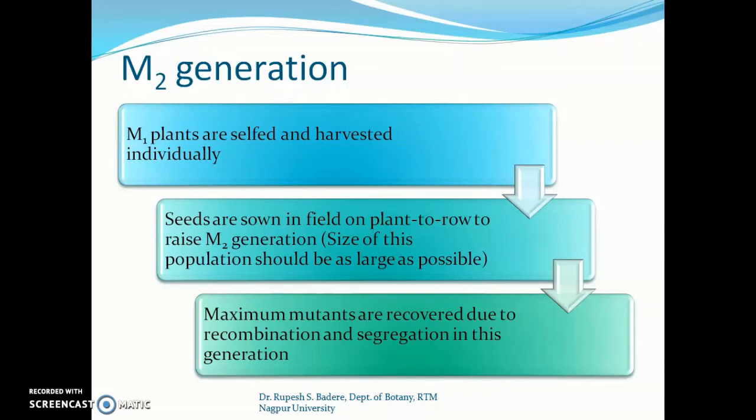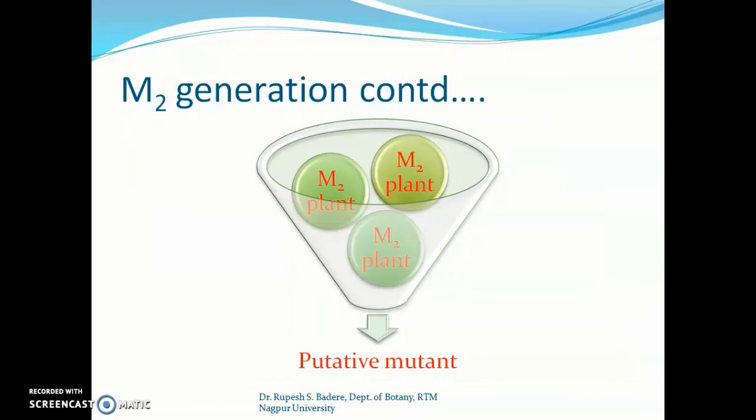Now here, since you have selfed the M1 plants, when the meiosis goes on in that M1 plant, and when the two gametes carrying the recessive or the mutated allele fuse, they will give rise to a homozygous recessive mutant plant, which will be expressed over there. So here you have to screen for isolation of mutants. So in M2 generation you are screening the population and ultimately you isolate a putative mutant.